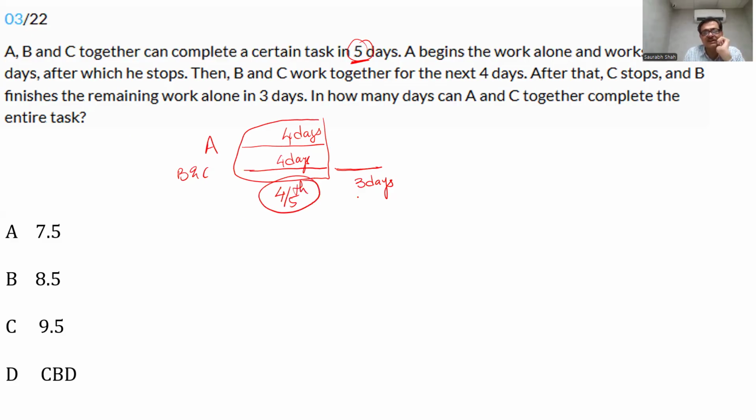4/5 of the work is completed here, which means 1/5 of the work is completed by B in the 3 days. 1/5 of the work is completed by B in 3 days. We can then say the work can be completed by B in 15 days. Alone, B would be able to do it in 15 days.